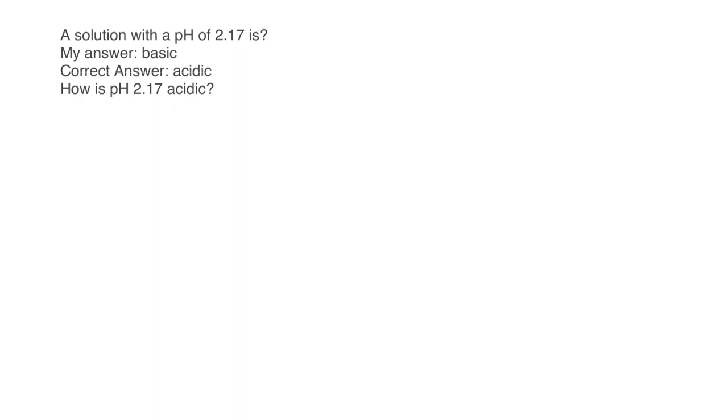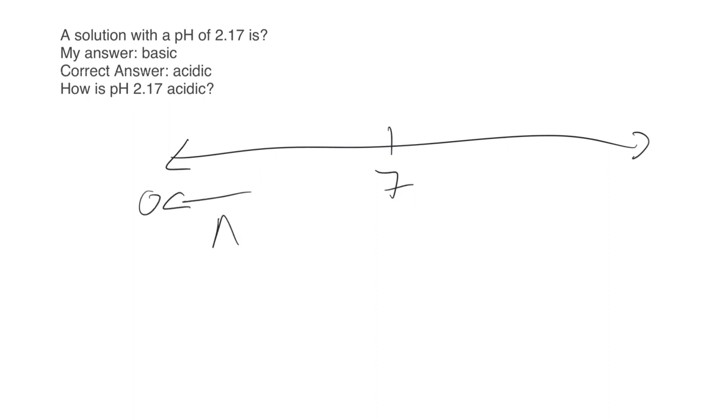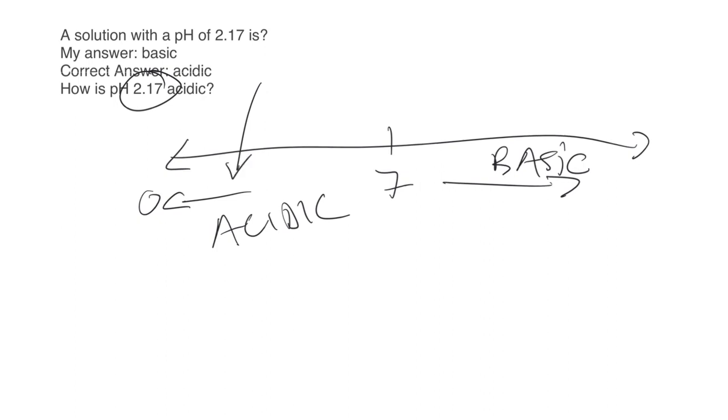Then the last question, pH of 2.17. 7 is neutral. Anything close to 0, this side is acidic. And anything above 7 is basic. So if you're at 2.17, it's got to be in the acidic part.